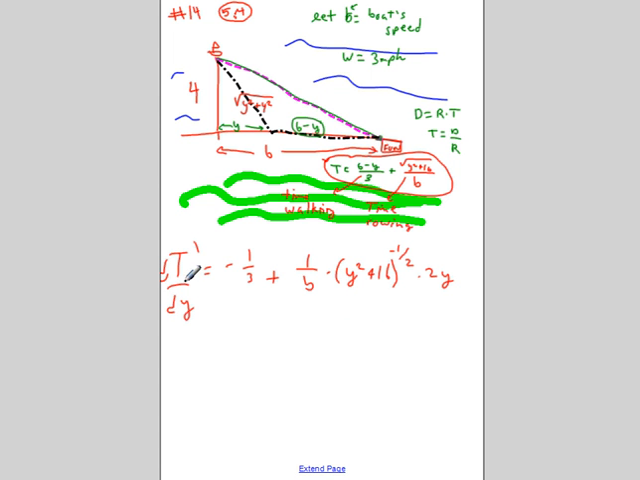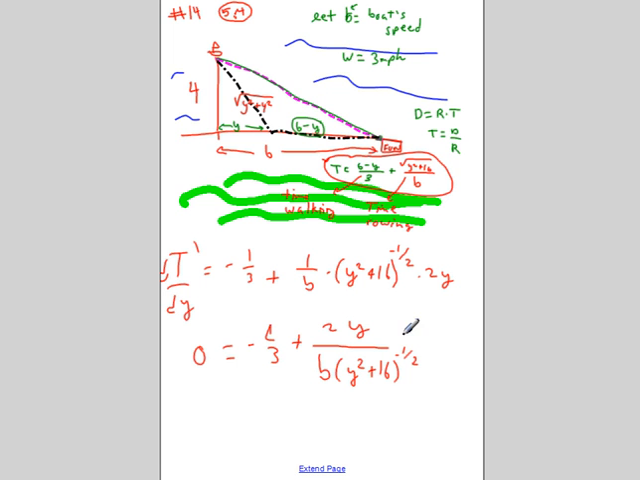Okay, so for this time to be a minimum, our derivative must be 0. So we say 0 equals negative 1/3, and I'm going to rewrite this a little bit so that it's plus 2y over b, my boat speed, times y squared plus 16 to the negative 1/2.